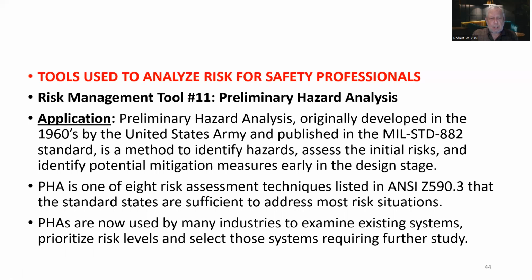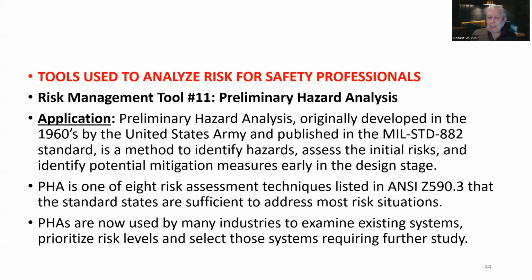Preliminary hazard analysis, originally developed in the 1960s by the United States Army and published in MIL-STD-882, is a method to identify hazards, assess the initial risks, and identify potential mitigation measures early in the design stage. And as you know, in anything you do, the sooner you can catch something, the better off you're going to be. PHA is one of 8 risk assessment techniques listed in ANSI Z590.3 that the standard states are sufficient to address most risk situations.